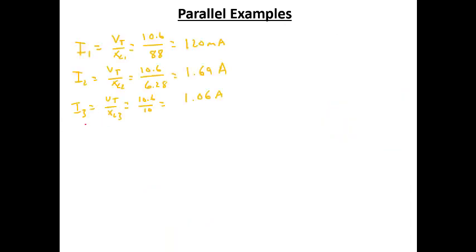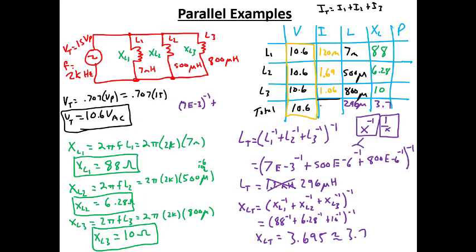Next we can find I total. I total is going to equal I1 plus I2 plus I3. It equals the sum of these, so we just have to add them up. So we'd have 1.06 plus 1.69, and I add these up, and I get 2.87 amps. All right, so 2.87 here.